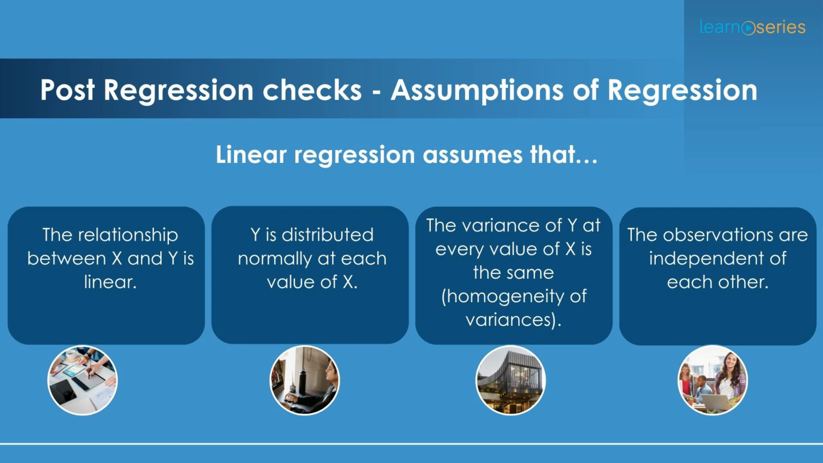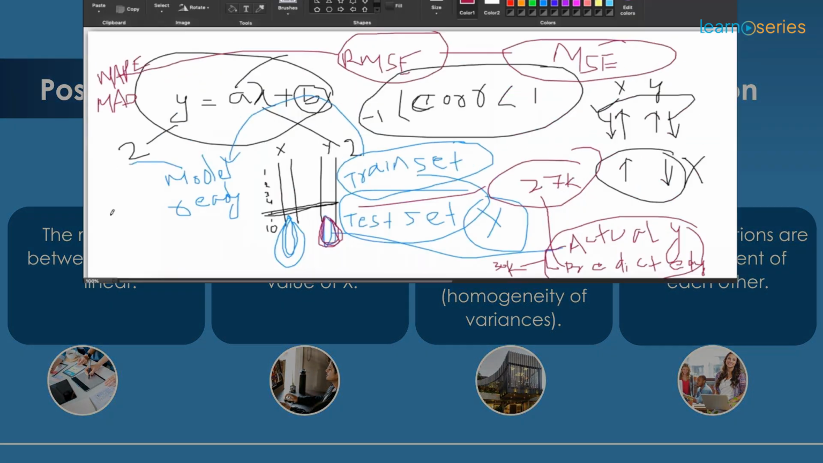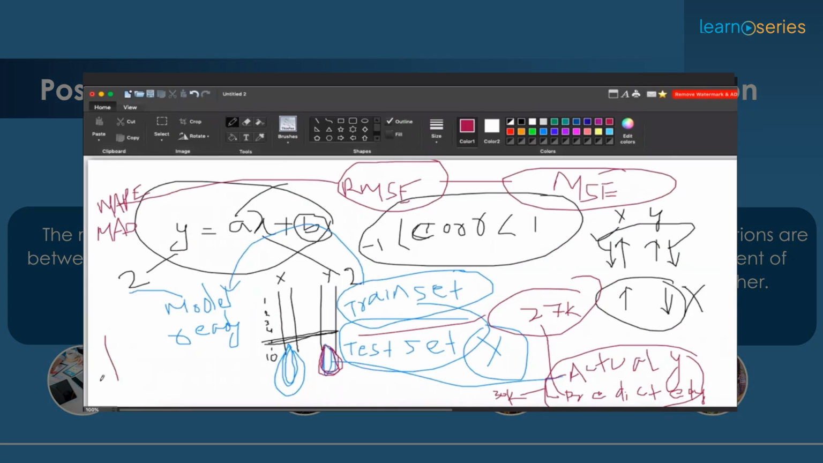The relation between x and y is linear. That part we have seen. If x increases by 2, y increases by 2. That's what linear means. Y is distributed normally at each value. That means if you draw the diagram for the y distribution, you will get a normally distributed curve. Given a value of x, whatever y you get, it assumes that y is normally distributed. It also says that the error part is also normally distributed.